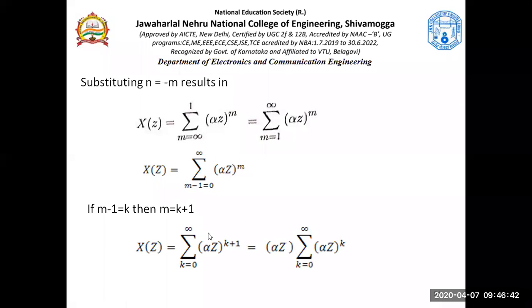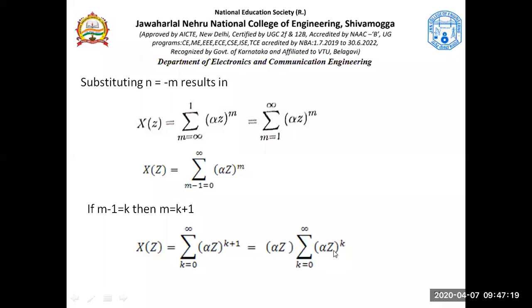And now there are two such alpha z's. One alpha z is to the power k, another alpha z is to the power 1. So alpha z to the power 1 is taken out, and only this much is remaining. So don't you think this is in the standard form now? Yes, this is in the standard form. Now in place of A, we have alpha z, and alpha z would be less than 1.